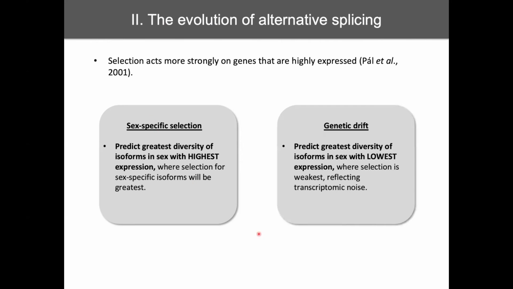However, if the rapid rate of evolution of alternatively spliced genes is due to drift, we predict the greatest diversity of isoforms in the sex with the lowest expression, where selection is weakest, reflecting transcriptomic noise. And this is because there would be less purifying selection on lowly expressed genes. So to test this, we developed an isoform specificity index, which we called tau-AS, to quantify variation in isoform abundance per gene.